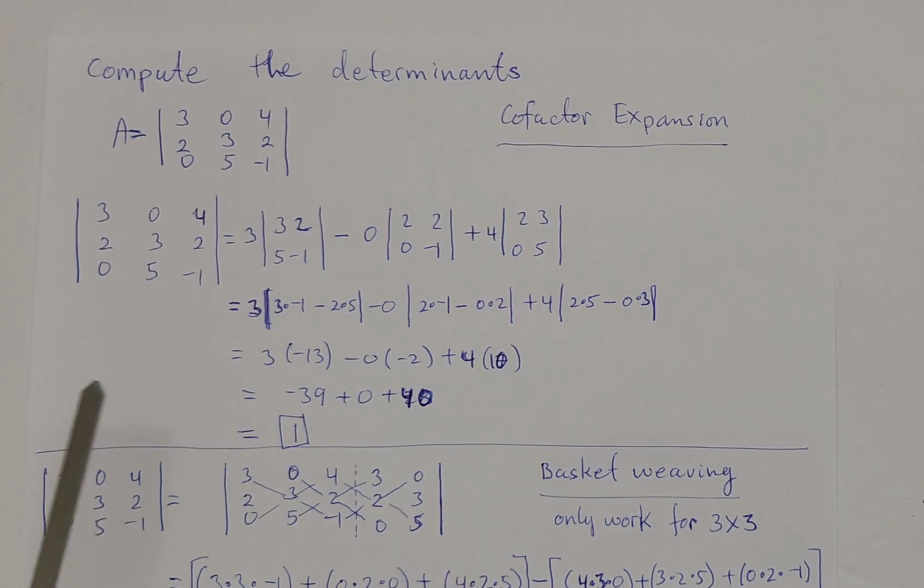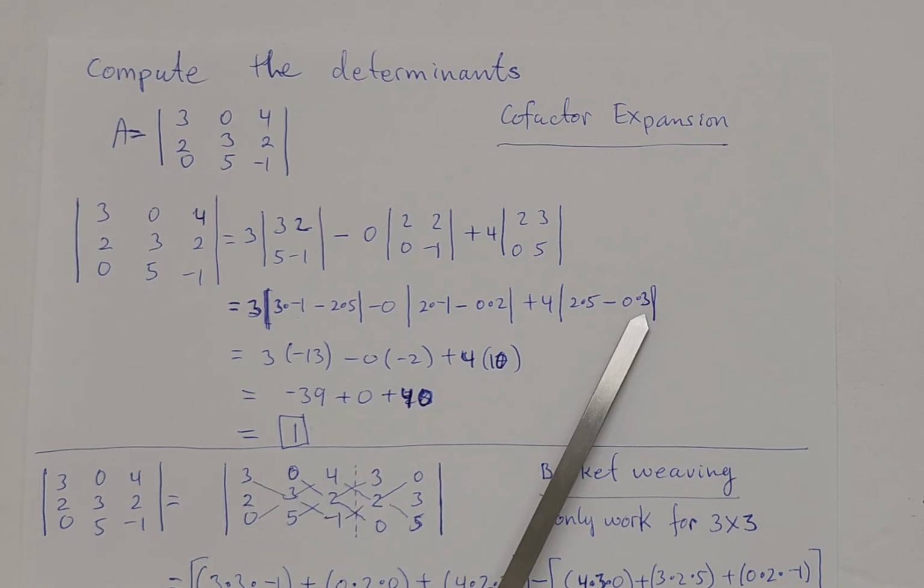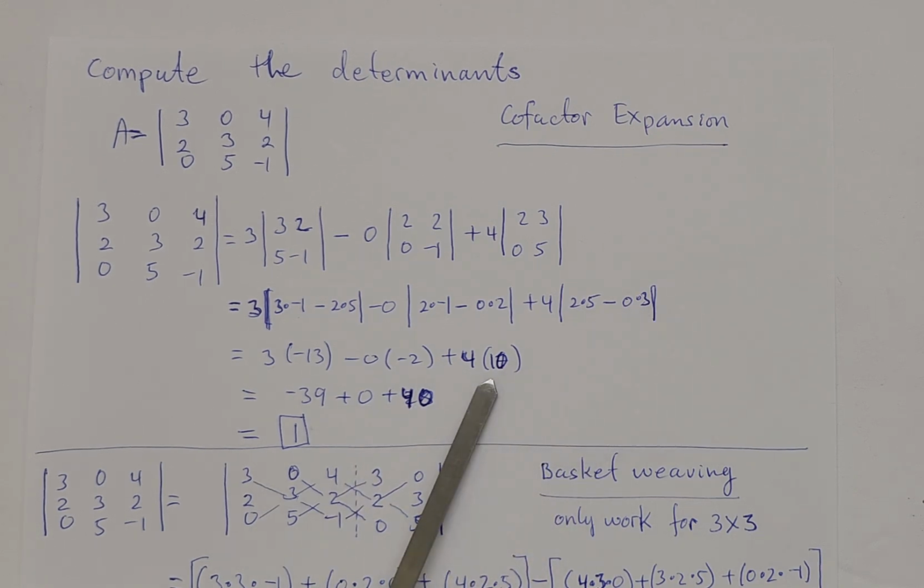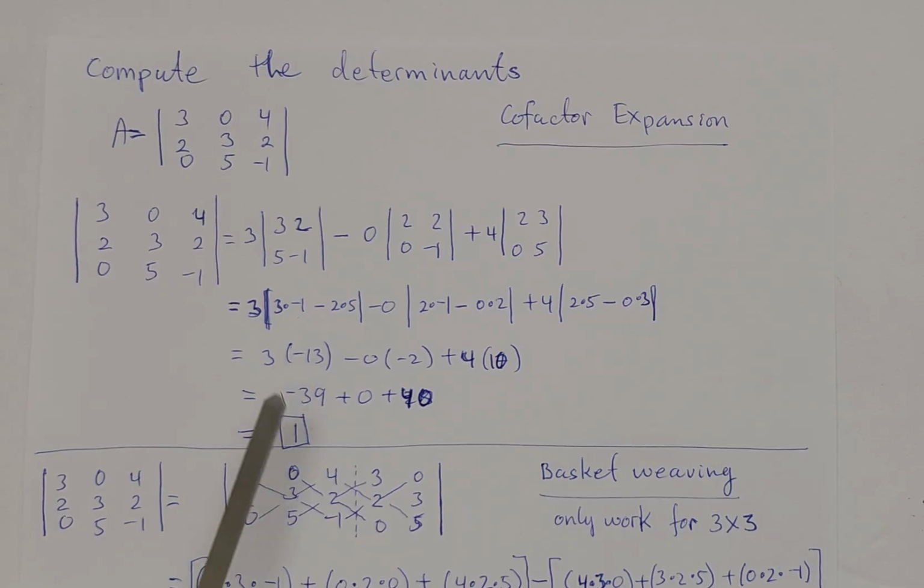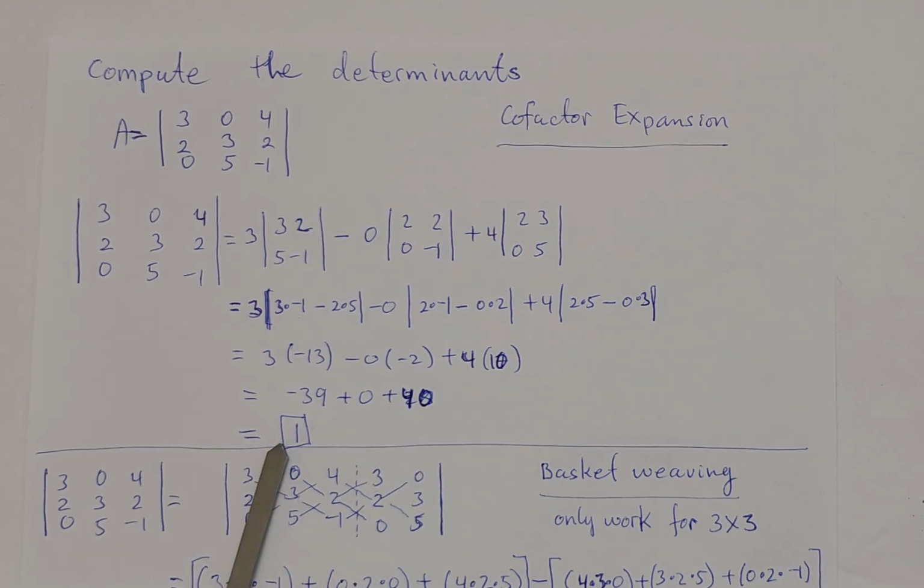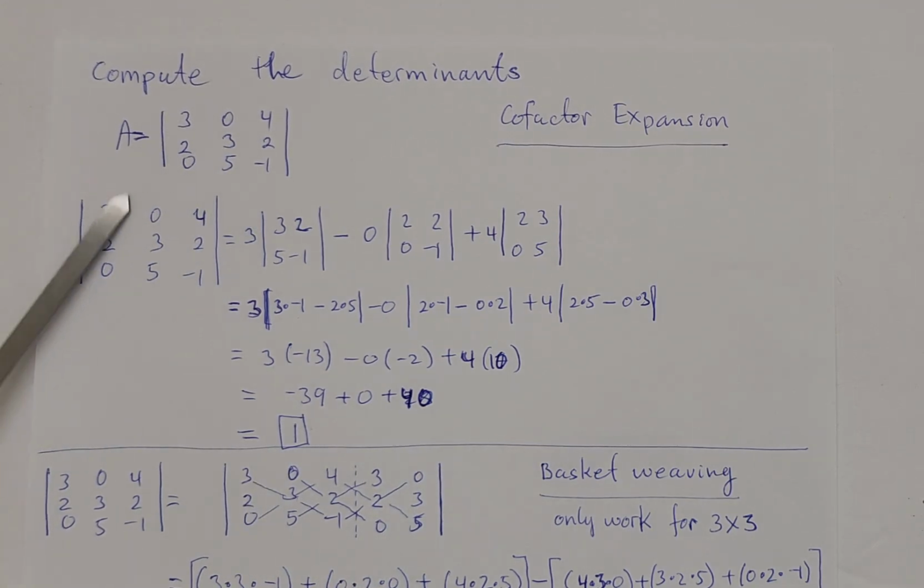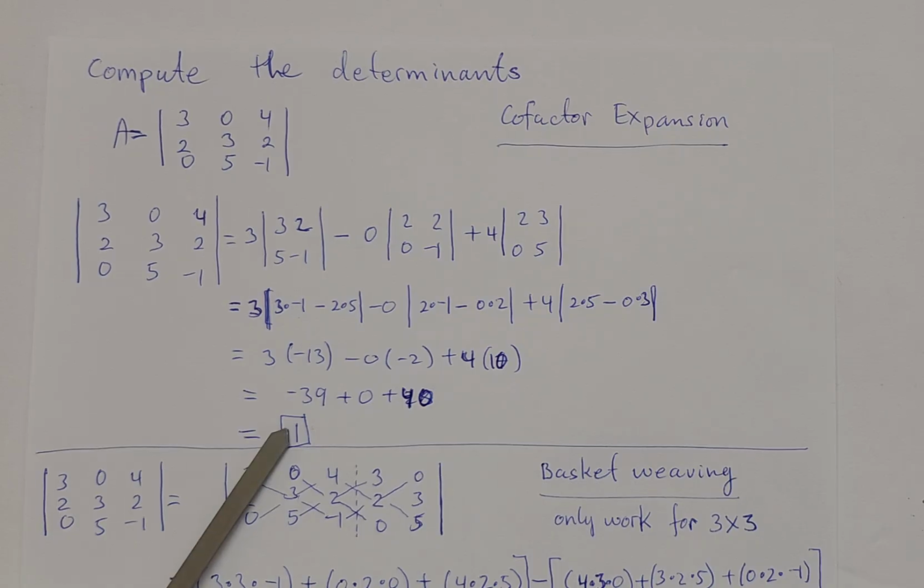After that, just simplify. This is negative 3. This will be negative 10, so it gives me negative 13. Negative 2 times 0 will be negative 2 here. This is 10 minus 0, which will be 10. 3 times negative 13 will be negative 39. 0 times negative 2 will be 0. 4 times 10 will be 40. Negative 39 plus 0 plus 40 gives me positive 1. So the determinant of this matrix is positive 1.